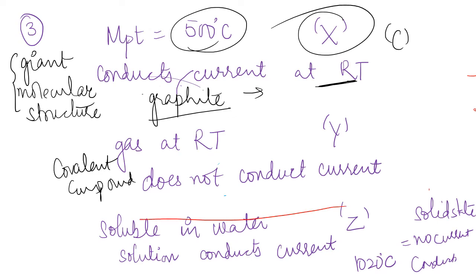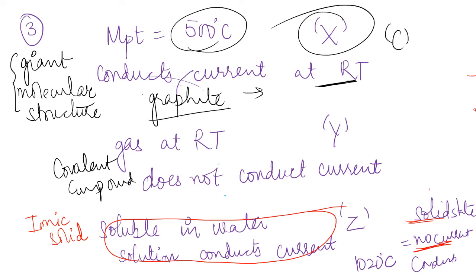Now Z is soluble in water, solution conducts current. And in solid state it does not conduct current. A typical characteristic of an ionic solid, like common salt. The solid common salt, solid NaCl, does not conduct electricity. If we take solid NaCl in a bowl and we try to put our wire into it via battery, the bulb will not be lit. Why? Because in the solid state, in an ionic solid, ions are not free. Therefore, there is no conduction of electricity.